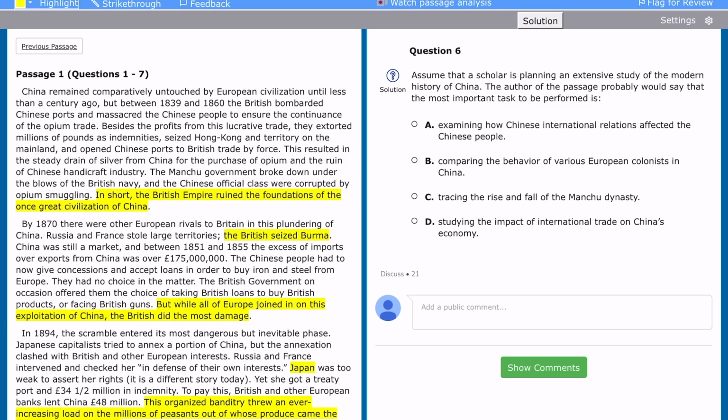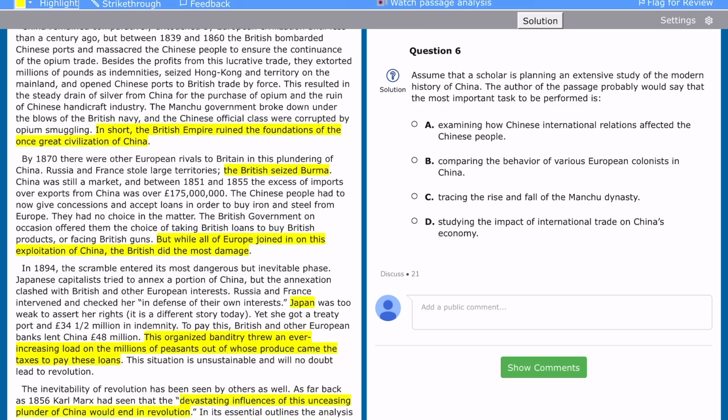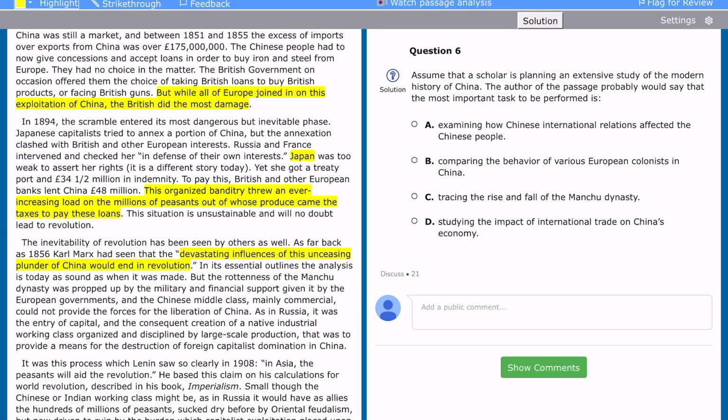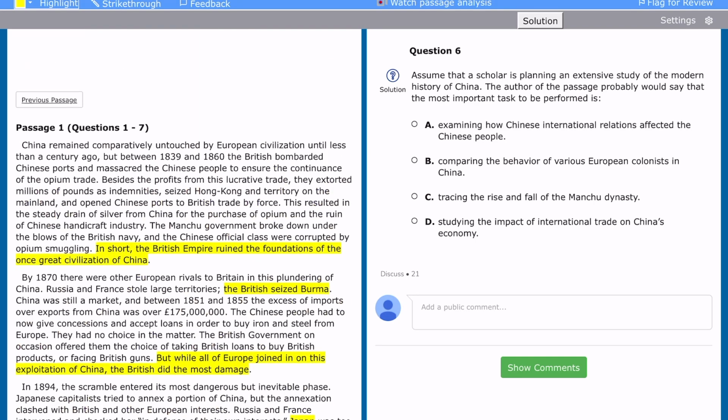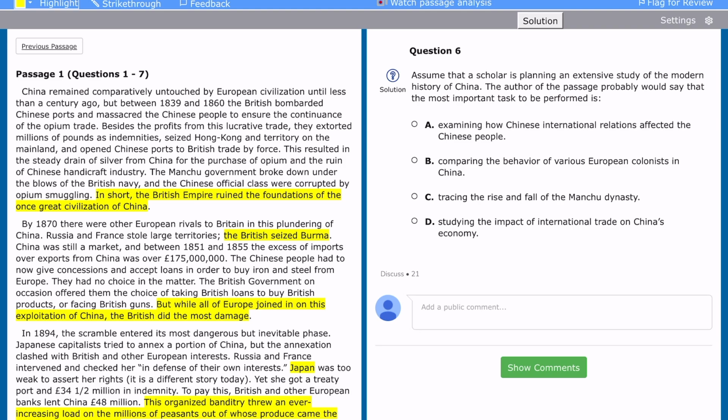Question 6 says, assume that a scholar is planning an extensive study of the modern history of China. The author of the passage probably would say that the most important task to be performed is blank. So the main idea of this passage is that colonialism caused by the British and later the Europeans and the Japanese led to the exploitation of China, and this exploitation would later lead to revolution. So outside interests came into China and oppressed the Chinese, later leading to the Chinese rebelling against the foreigners.